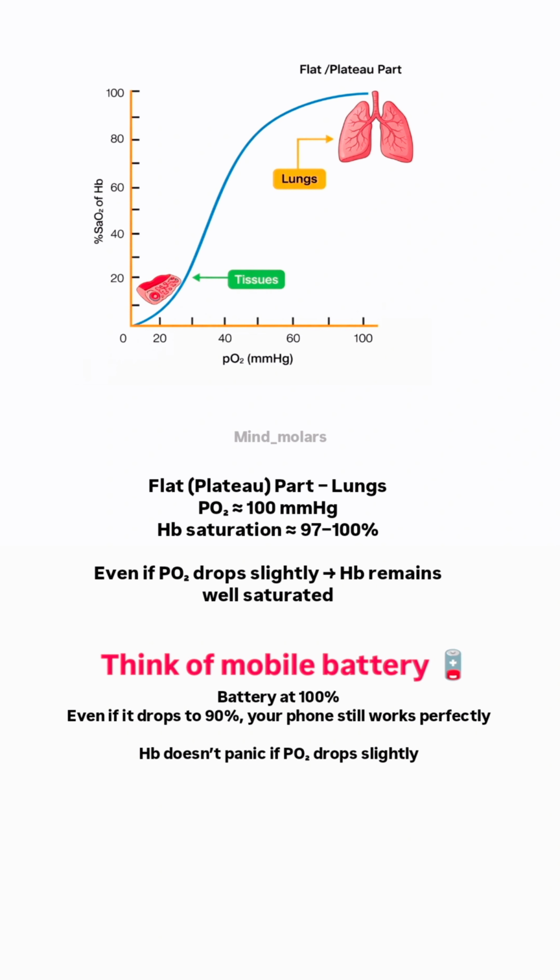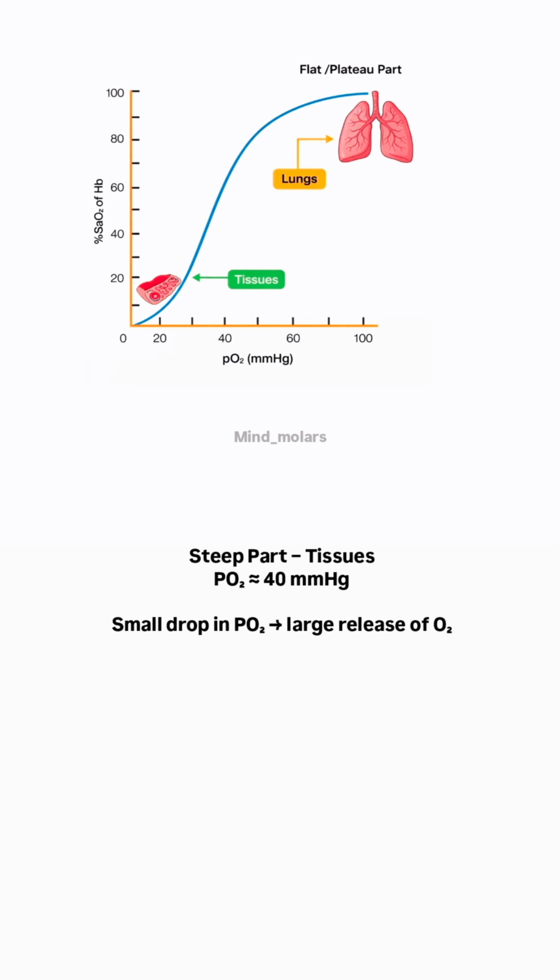Now look at the top part of the curve. Partial oxygen pressure is 100, hemoglobin saturation is 97 to 100. Even if pressure drops slightly, hemoglobin remains well saturated. Think of your mobile battery at 100%. Even if it drops to 90, your phone will still work perfectly. So hemoglobin doesn't panic if oxygen pressure drops slightly. But vice versa in the other case. A small drop in partial oxygen pressure releases a large amount of O2.